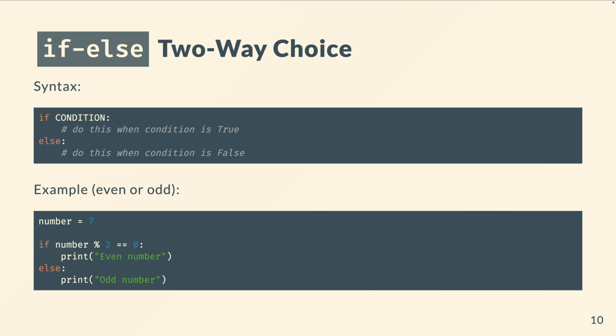Here is an example, even or odd. Number is 7. We check, number modulo 2 is equal to 0. The percent sign means modulo, or finding remainder. So number modulo 2 is the remainder when dividing by 2. If the remainder is 0, the number is even. Otherwise, the number is odd. Since 7 has remainder 1 when divided by 2, Python prints odd number.